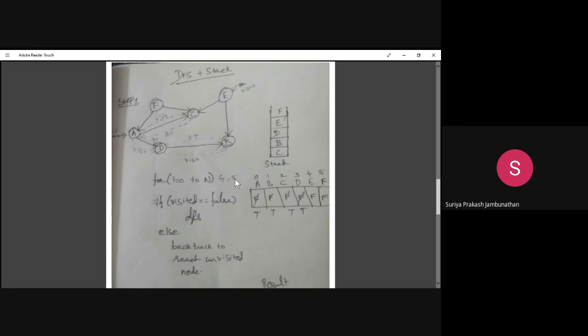So the i value will be incremented to 5. When it is 5, we are checking 5, which is F. F is not visited, so we mark it visited and go to F. From F, how many out degrees do we have?